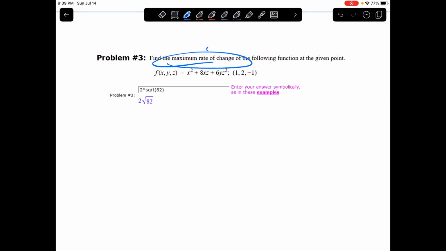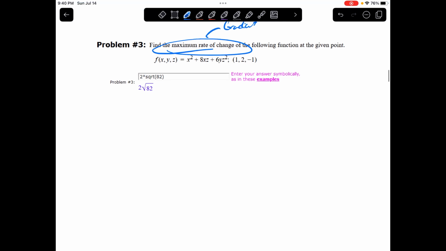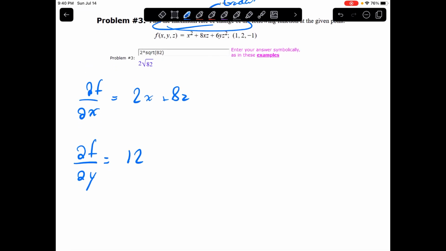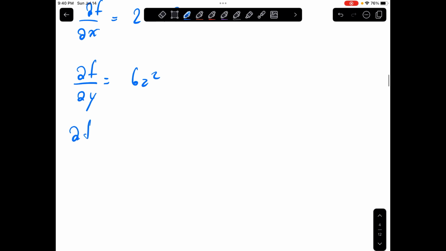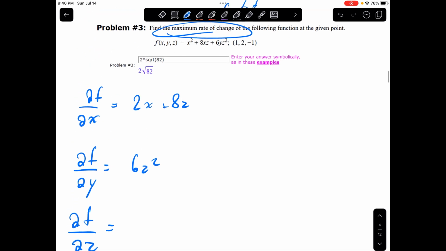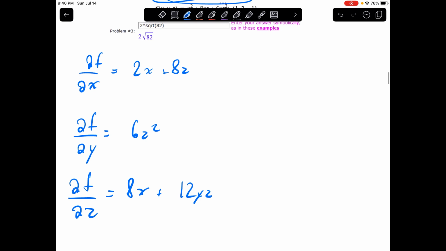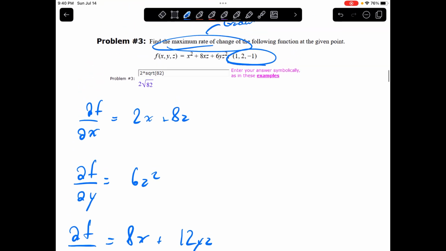Maximum rate of change, instantly go to gradient, okay? So if we go once again to evaluate our gradient, the partial derivative of f with respect to x equals 2x plus 8z. The partial derivative with respect to y equals 12, no, my bad, equals 6z squared, and then the partial derivative with respect to z equals 8x plus 12yz. Now we can go to evaluate this at our point, okay?